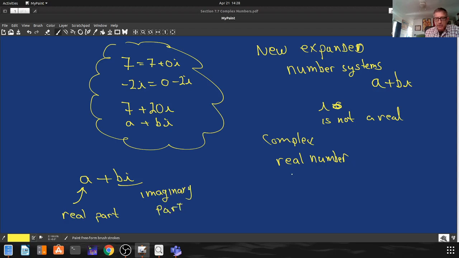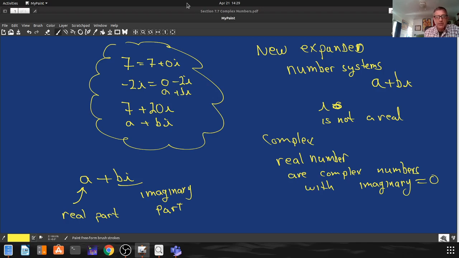So real numbers are complex numbers with the imaginary part equal to 0. Where 7 is a real number, but 7 is equal to 7 plus 0 times I. Minus 2I is a purely imaginary number, and the real part is 0, because that's A plus BI, and the A is 0 and the B is minus 2.